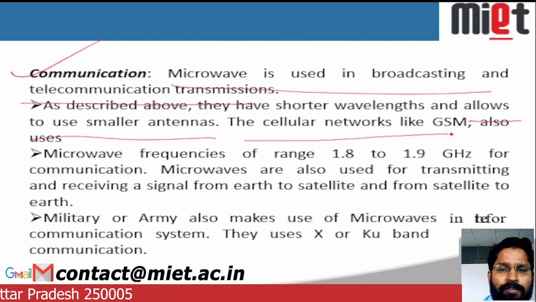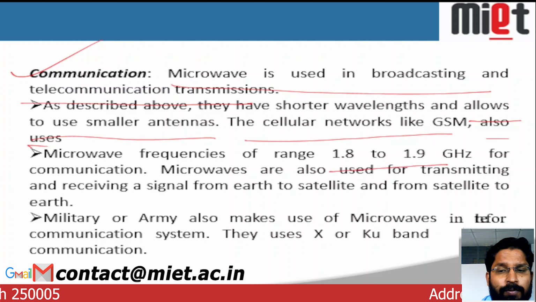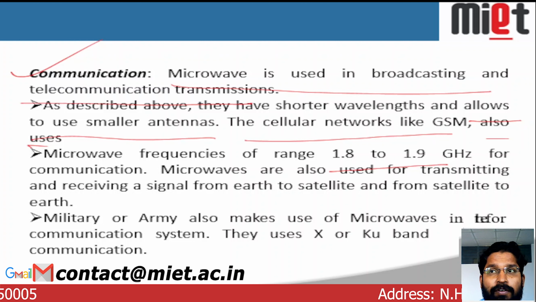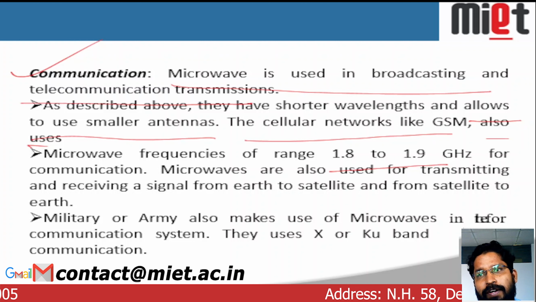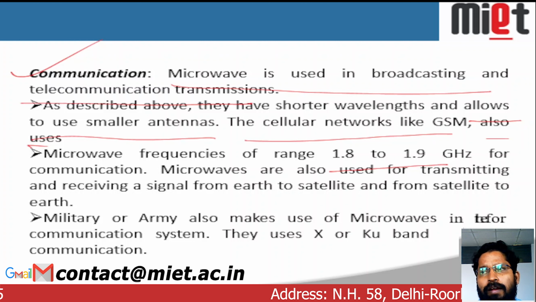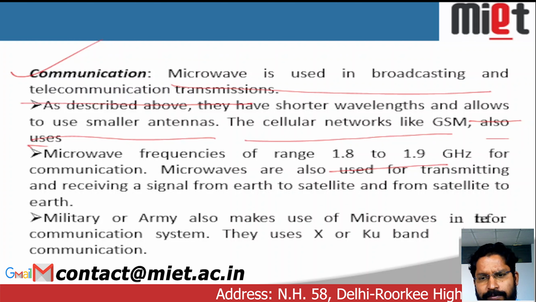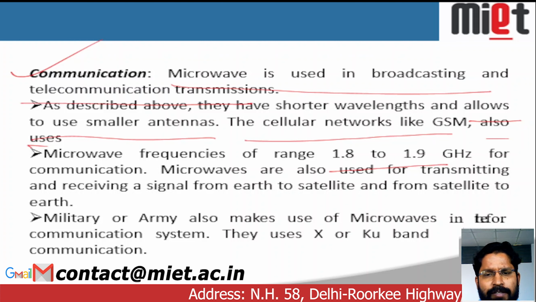And cellular networks use GSM, and for GSM mobile phones we also use microwave frequencies. The microwave frequency range is 1.8 to 1.9 GHz for communication. As we know, for the 2G frequency band in mobile phones, 1800 is used for mobile phone applications, and 1900 is used for 4G mobile phone applications.